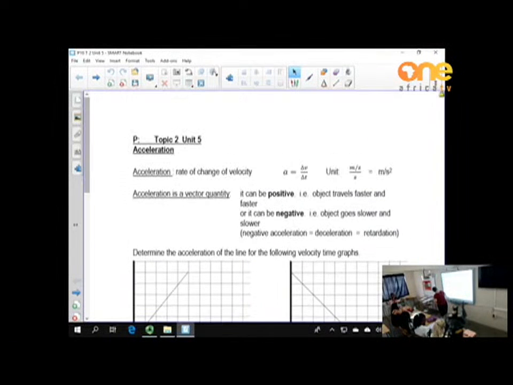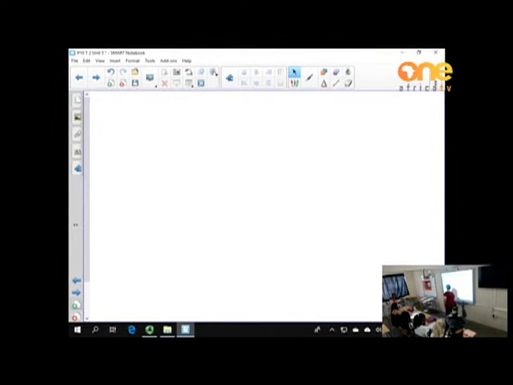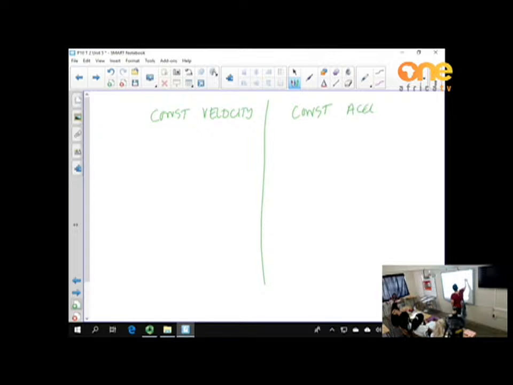Before I go through any of the work as it is in the book, I quickly want to show you something. If we have constant velocity, and if we have constant acceleration, what is the difference? Let's say our constant velocity is 2 meters per second, and let's say our constant acceleration is 3 meters per second squared.